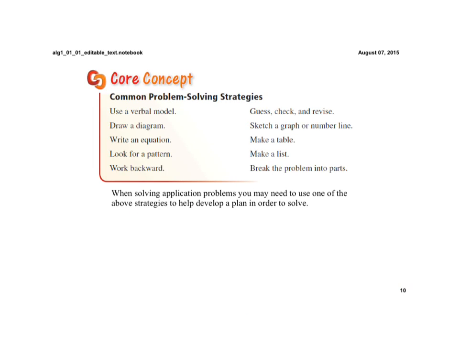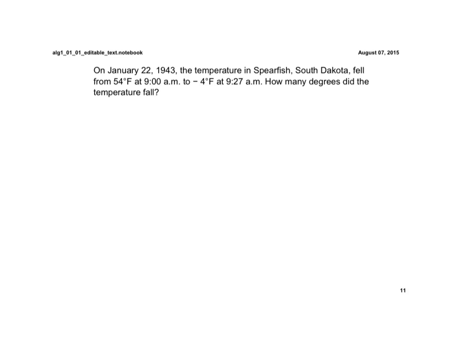Core concept: common problem-solving strategies. So we have lots of different ways that we can try to solve a problem, and these are just some suggestions to help us in developing our plan in the RRR.TIPS.CORE. The plan is to use a verbal model, draw a diagram, guess and check, make an equation, whatever we need to do in order to solve that particular problem.